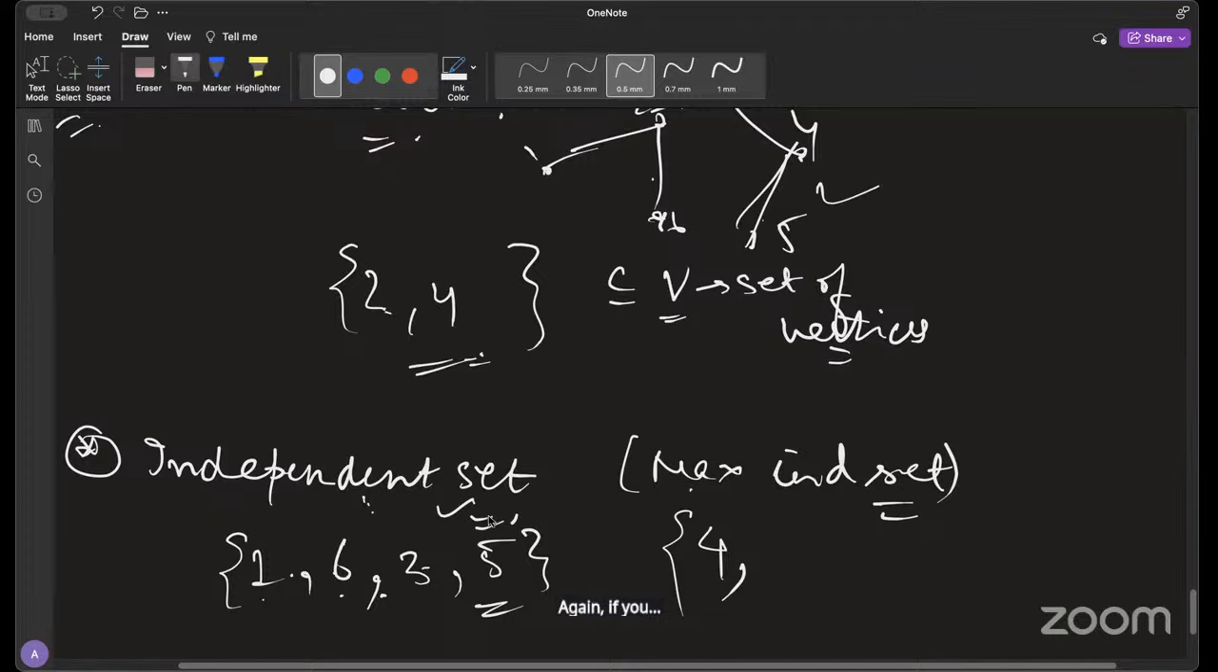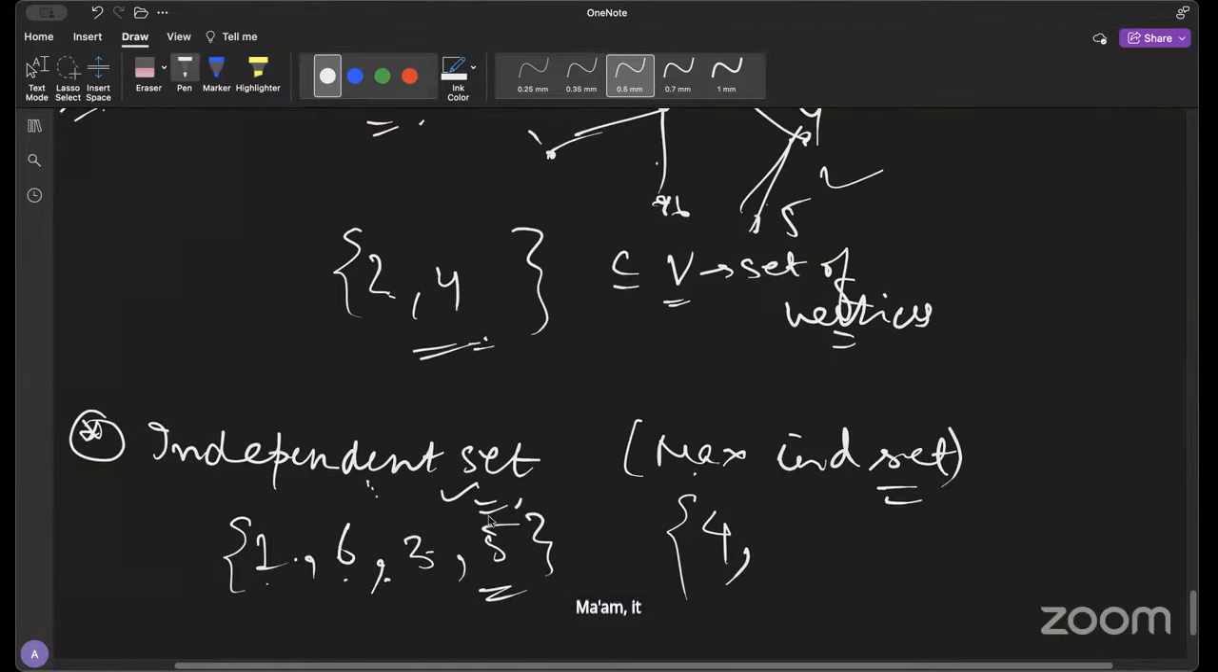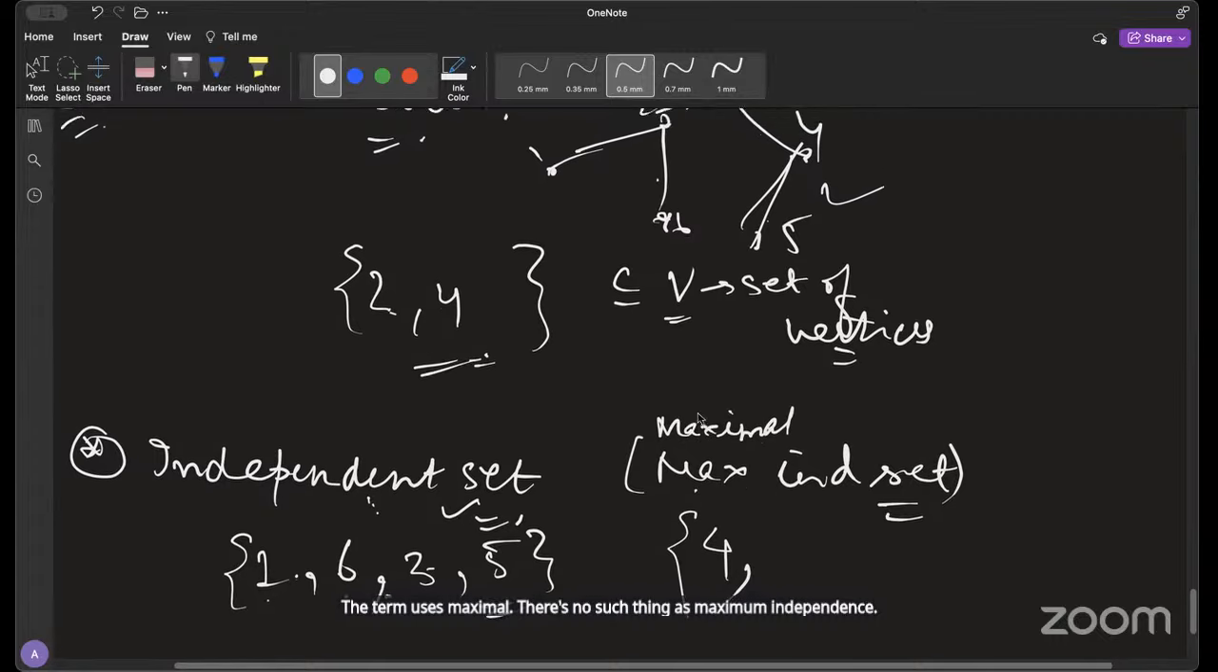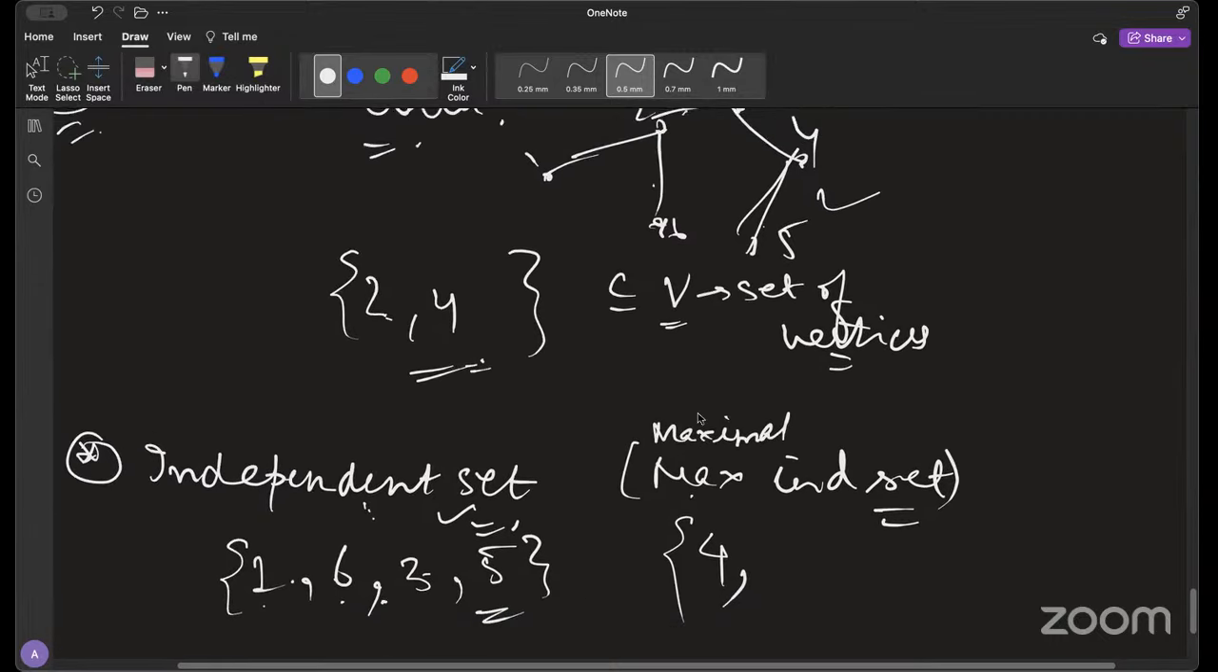Ma'am, is it maximal or maximum? It's maximal. Ma'am, what is the difference between maximal and maximum? The term used is maximal. There's no such thing as a maximum independent set. So why is maximal used? There's no reason for it. It's just terminology. You don't have to get into why it's called this thing and not the other thing.